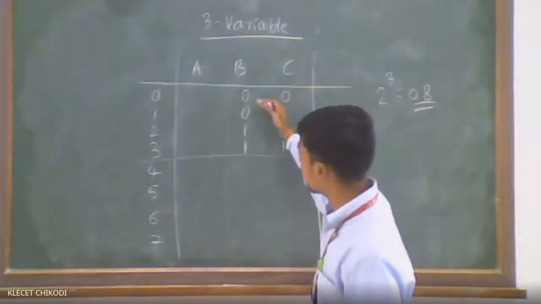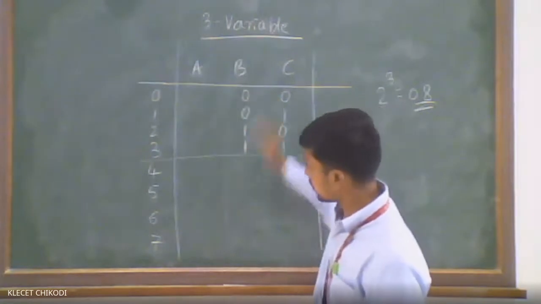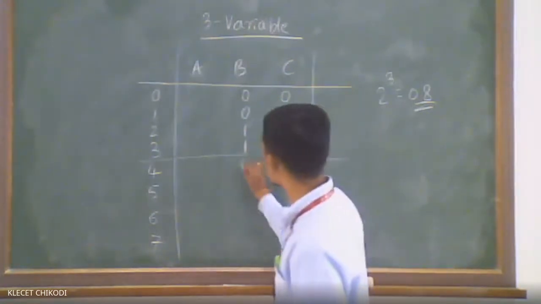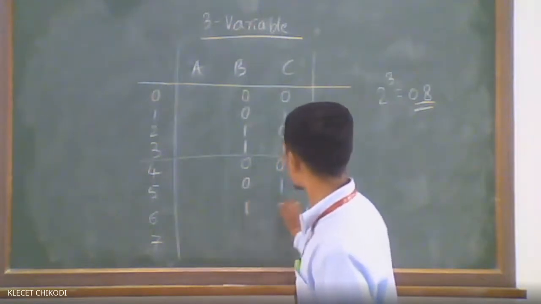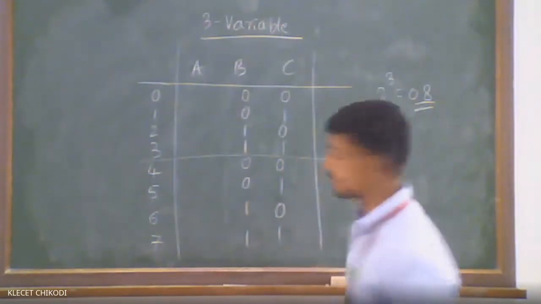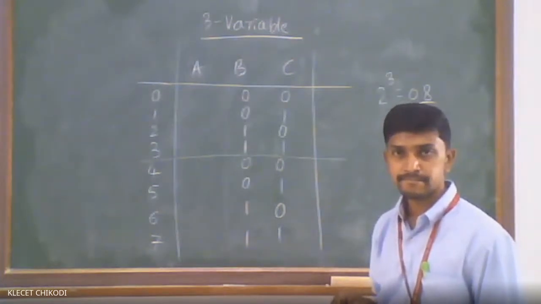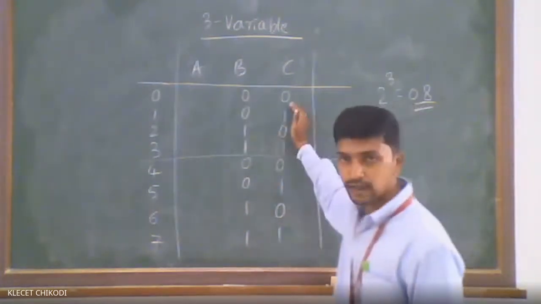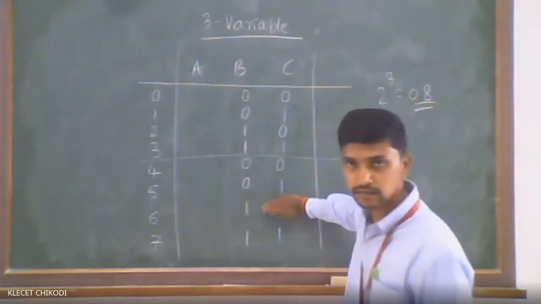Yes, sir. Now just replicate the same here also. Again it will be 0 0, 0 1, 1 0, 1 1. Fine. You are writing a truth table for two variables and just you have to replicate that here.